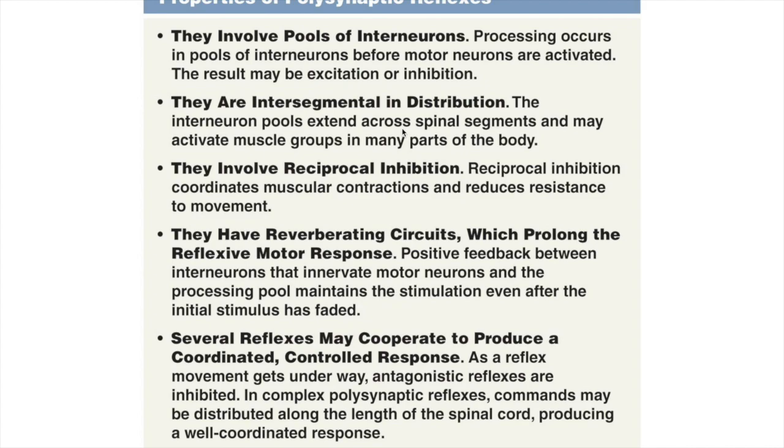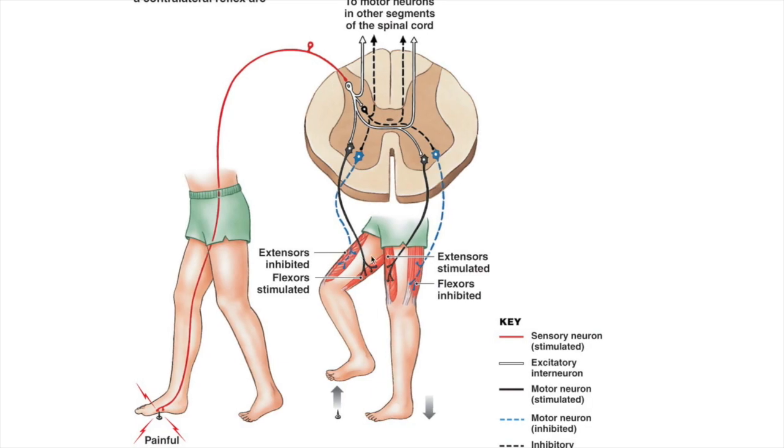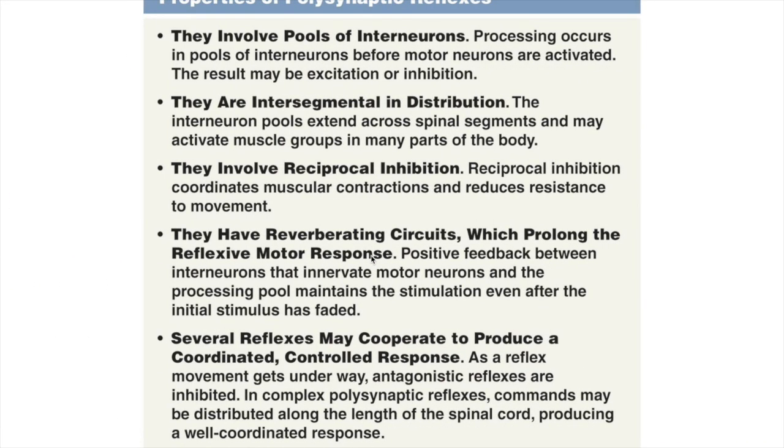We need to know the properties of polysynaptic reflexes. First, they involve pools of neurons. So there are several interneurons involved. Next is that they are intersegmental, which means they are all along the spinal cord. They involve several different regions of the spinal cord. They involve reciprocal inhibition. So like we saw here, it's going to stimulate this muscle and inhibit the opposite muscle. That's reciprocal inhibition. And several reflexes may cooperate to produce a coordinated, controlled response, like walking.